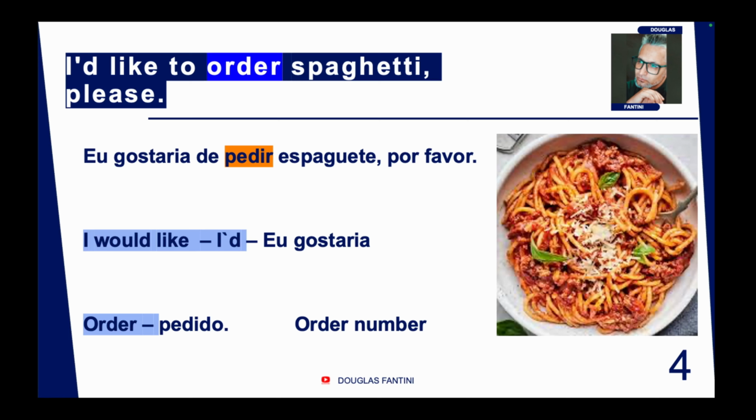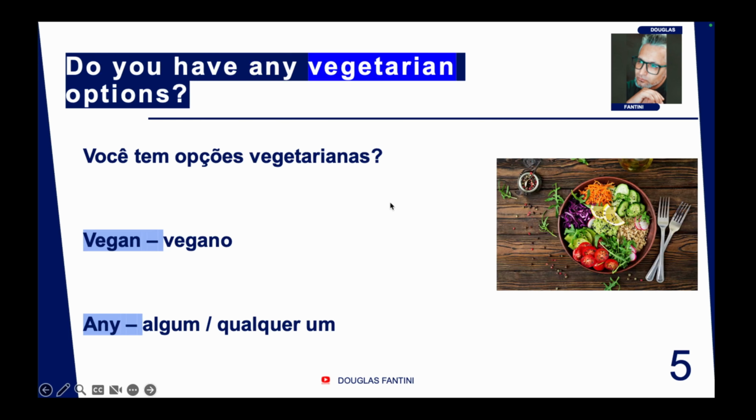I'd like to order spaghetti, please. This is a sentence for when you already know what you're going to ask. So you order spaghetti, or you order lasagna, or anything you already know that you will eat. You learn the vocabulary, and here is spaghetti, lasagna, a lot of other options that you will eat, and you order. And the order is the thing that you ask the waiter to bring to you as food for you to eat. Okay, so let's continue.